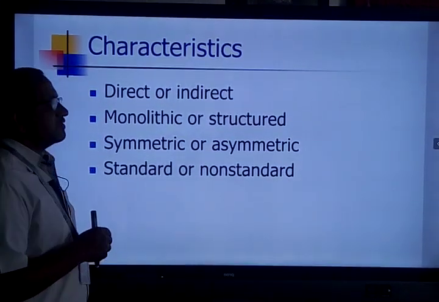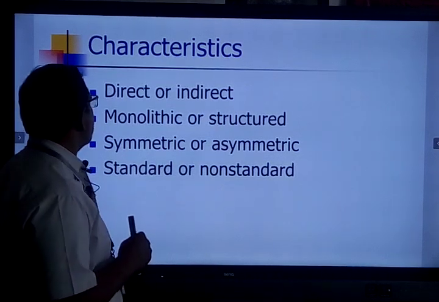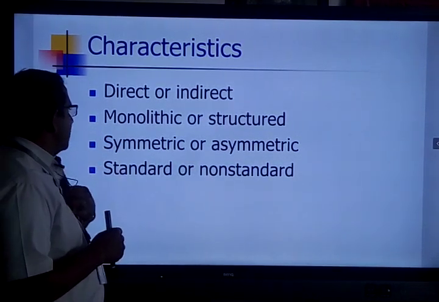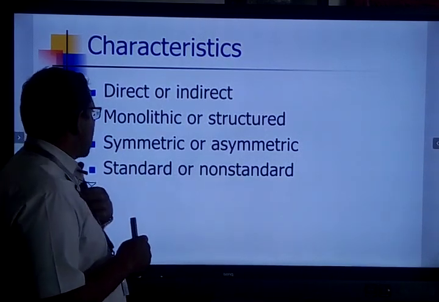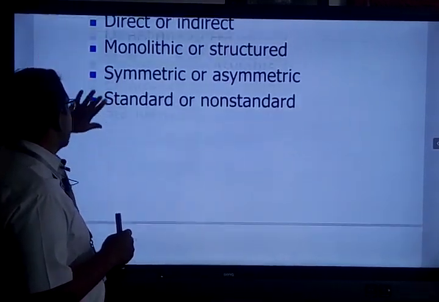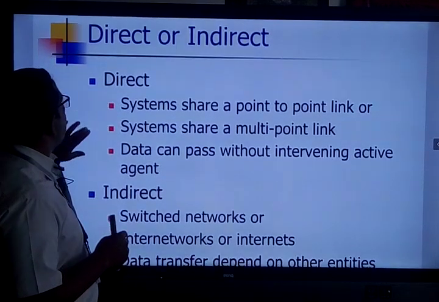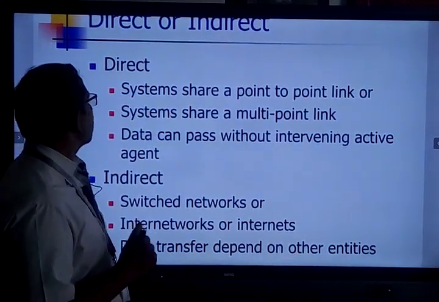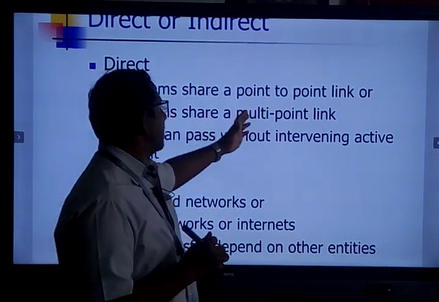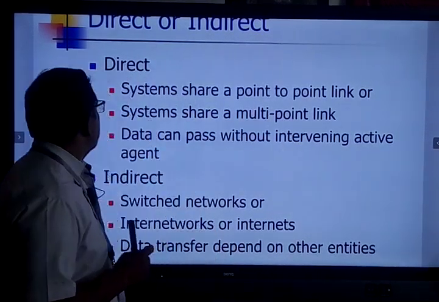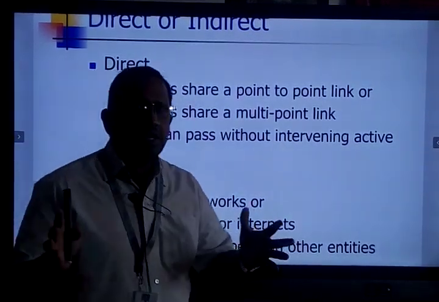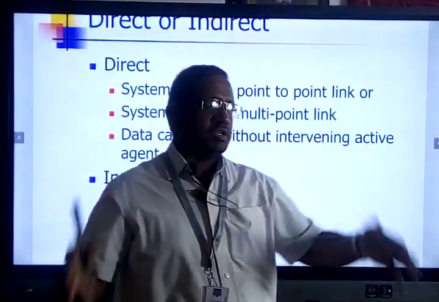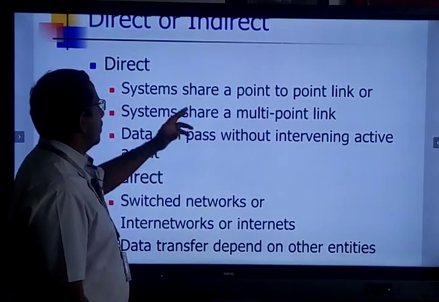Characteristics of a protocol. What characteristics is a protocol going to have? Direct or indirect, monolithic or structured, symmetric or asymmetric, standard or non-standard. What do you mean by direct or indirect characteristics? In the case of direct characteristics, systems share a point-to-point link. That means there should be two computers connected point to point. There is no intermediate node here.